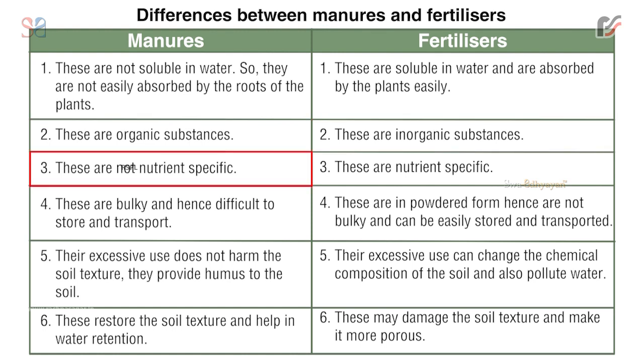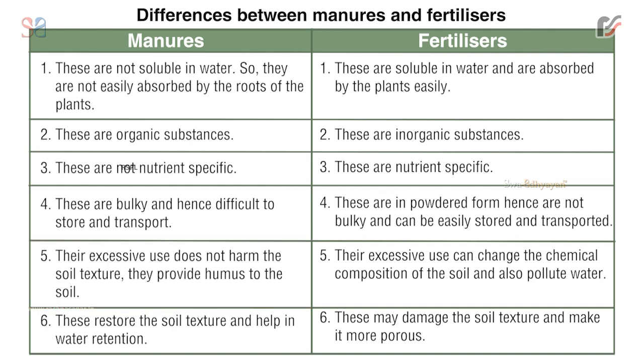Manures: number three, these are not nutrient specific. Fertilizers: number three, these are nutrient specific. Manures: number four, these are bulky and hence difficult to store and transport. Fertilizers: number four, these are in powdered form, hence are not bulky and can be easily stored and transported.